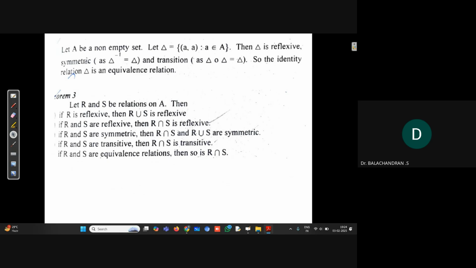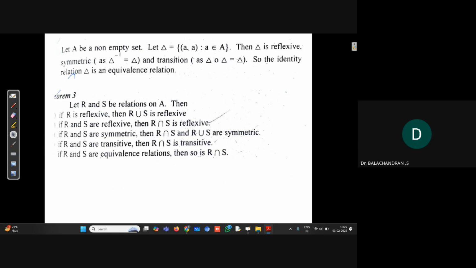So that's why delta is reflexive and symmetric. Symmetric: earlier I told that the relation R is symmetric if R equals R inverse. So we know that delta inverse is the same as delta. Delta inverse means you interchange the first element and the second element, and again we get delta only. So delta inverse is equal to delta. That's why it is symmetric.